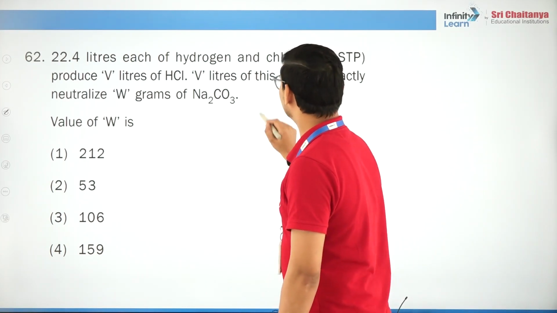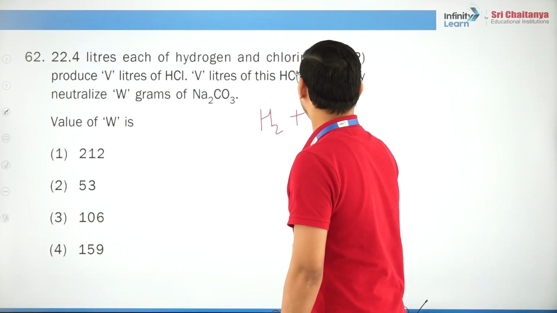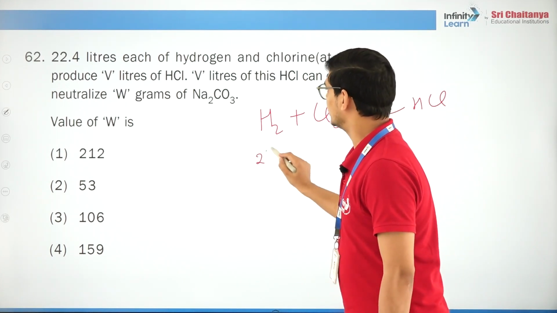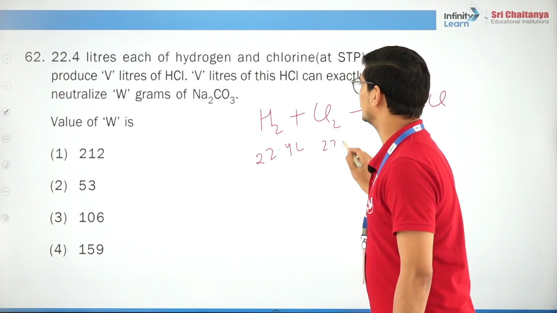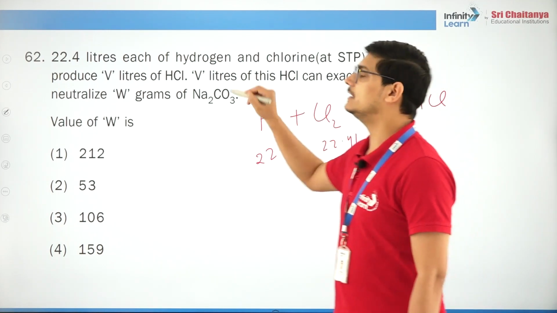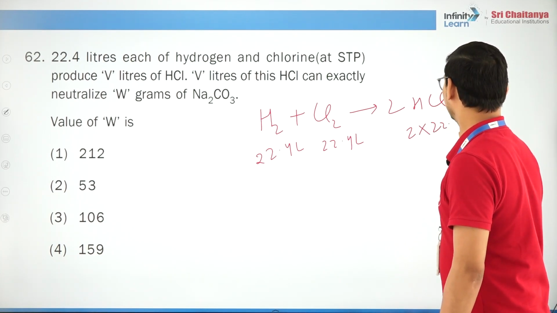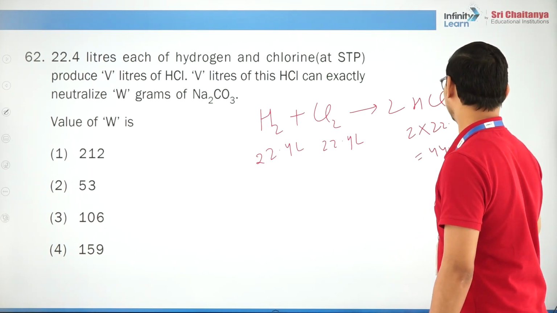22.4 liter each of H2 and Cl2. Okay. Now hydrogen is 22.4 liter and chlorine is 22.4 liter. It produces V liters of HCl. Obviously, as per this equation, we will get 44.8 liter of HCl.